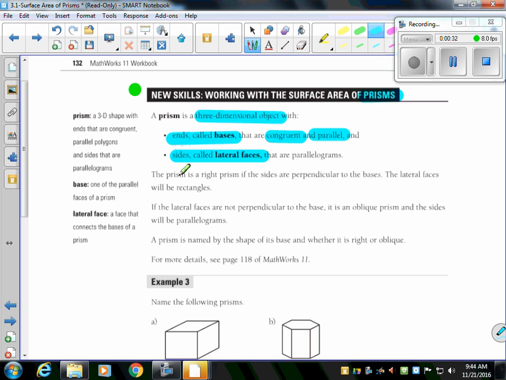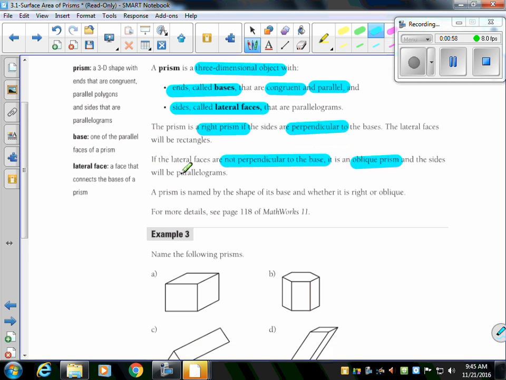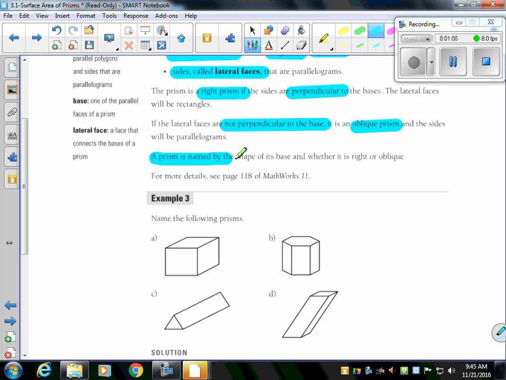A prism is a right prism if the sides are perpendicular, so they form 90-degree angles, and the lateral faces will be rectangles. If the lateral faces are not perpendicular, then we call it an oblique prism, and the sides will be parallelograms. A prism's name is by the shape of its base, and whether it's right or oblique.